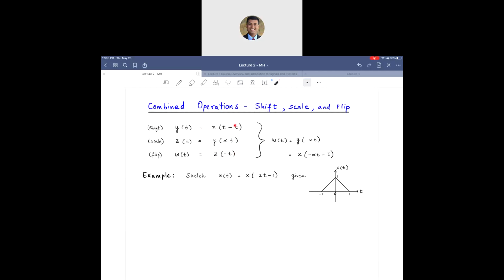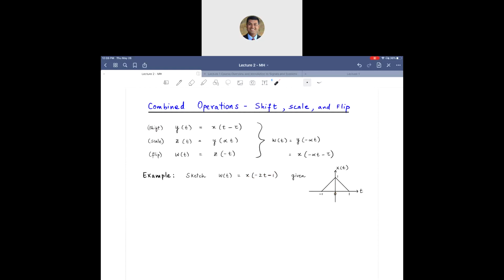So if you put all of these three functions together, you have w of t, which is z of minus t. Z of minus t is y of negative alpha t. Y of negative alpha t is x of minus alpha t minus tau. So if you have a function in this form, all you have to do is plug in those three operations in that form: shift, then scale, then flip. Now, this will be the last example that we will work out today, which is to sketch w of t, which is the time shifted, scaled, and flipped version of x of t.